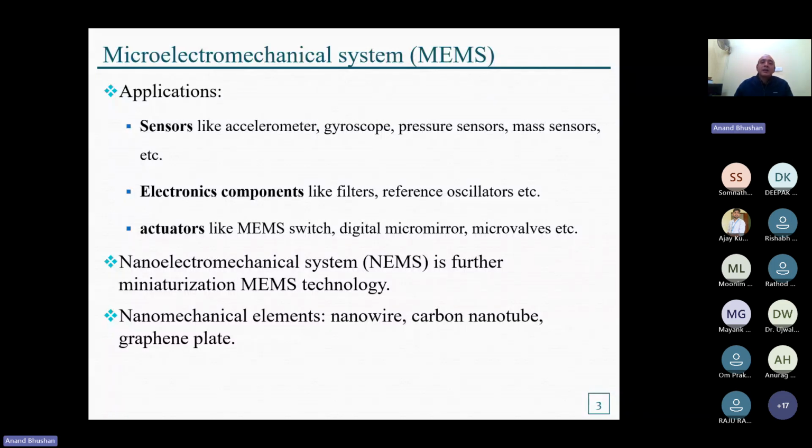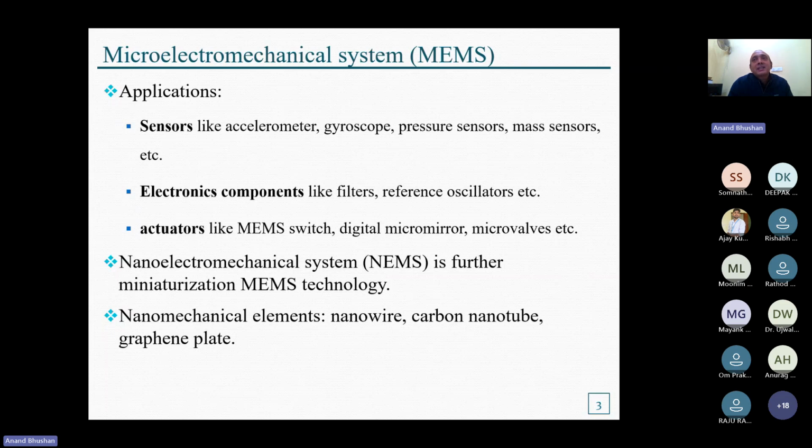We also heard the word nano electromechanical system. It is a further miniaturization of MEMS technology, because MEMS and NEMS both share similar electronic principles for actuation and sensing. So regarding analysis and all these things, MEMS and NEMS have a lot of similarity. Specific components of NEMS elements are nanowires, carbon nanotubes, and graphene plates.